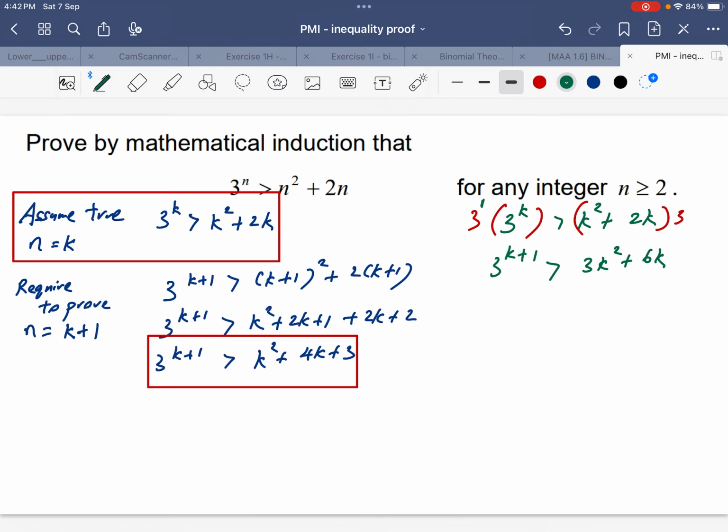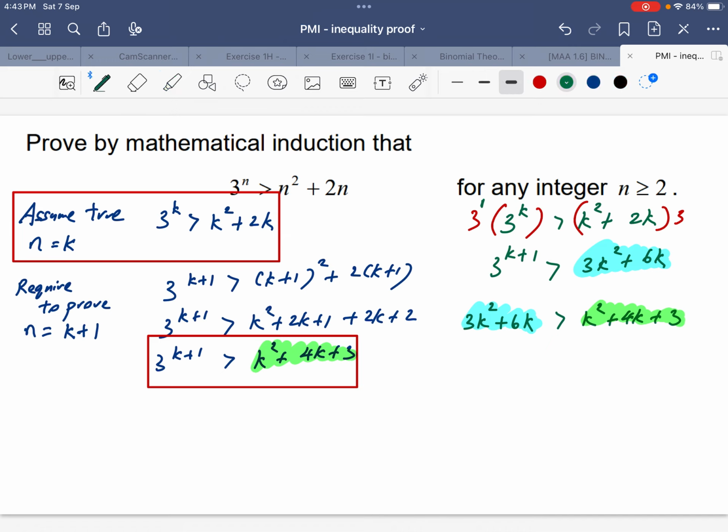Okay, now I want to do assumptions. I want to do an assumption that, okay, let's call this the blue color. I want to do an assumption that the blue color is greater than the green color. Yeah, I just do an assumption. The blue one is greater than the green one. So if I do the assumptions, I will have 3k squared plus 6k greater than k squared plus 4k plus 3. Yes, I'm doing assumptions. Okay, so I'm doing the assumption that the blue one is greater than the green one.